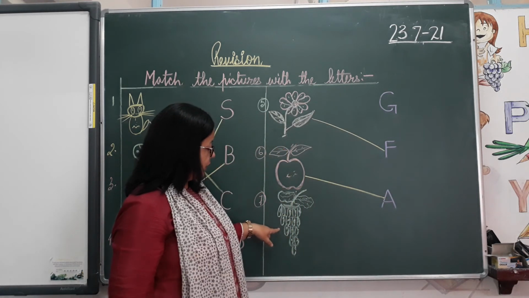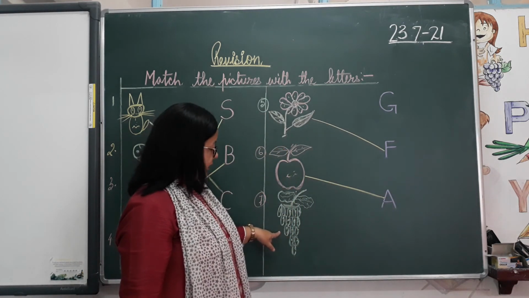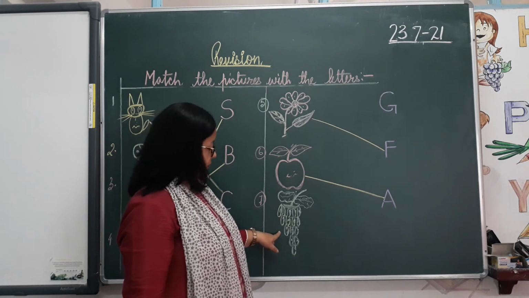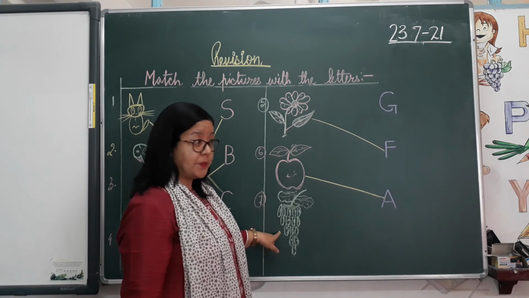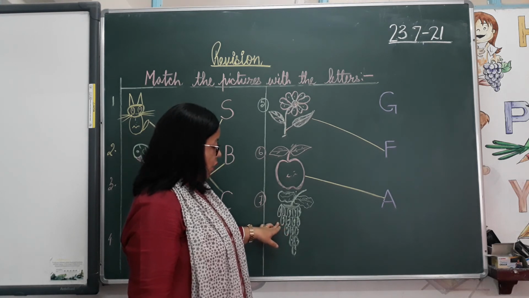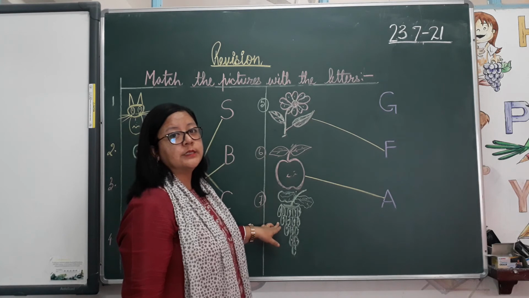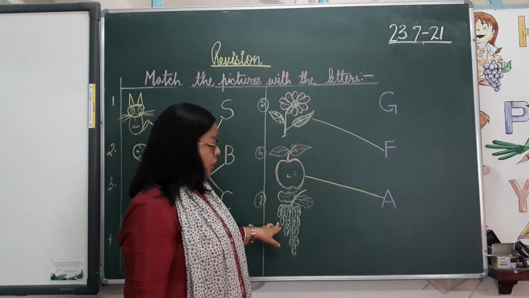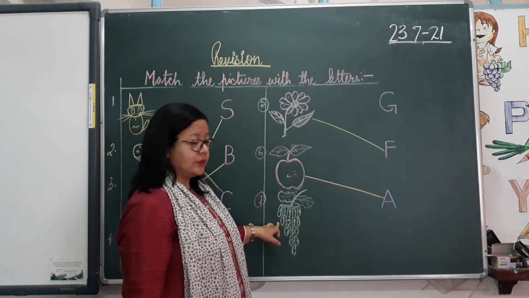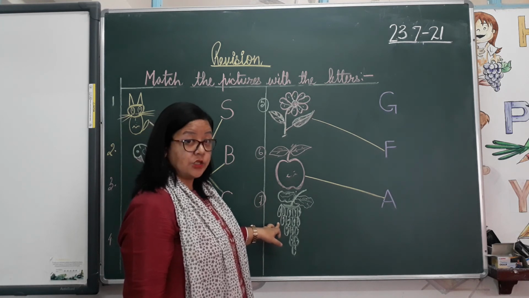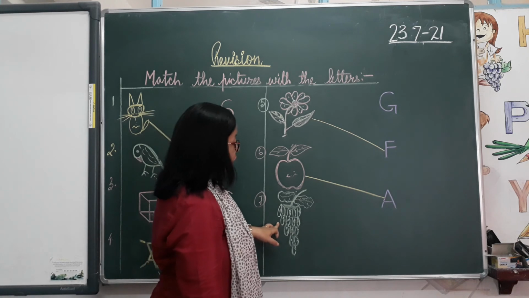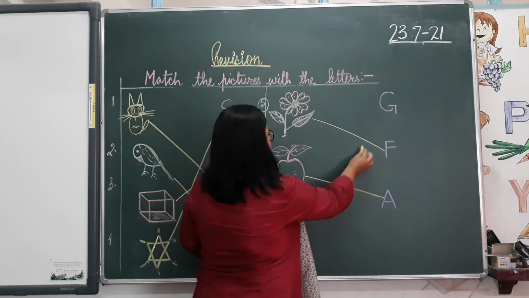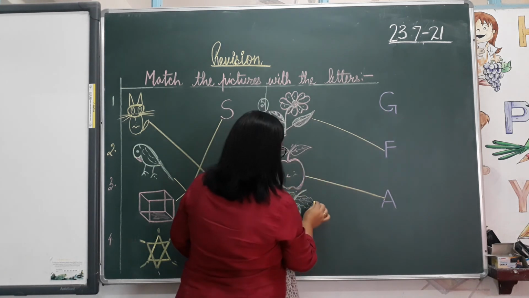Now, what picture is this? It is a bunch of grapes. Green grapes, yummy grapes. So, what is the first letter of this? Grapes. What letter of this grapes? G. G for grapes. Now where is G? Can you find? Let's see. Yeah, it's here. Let's go up.